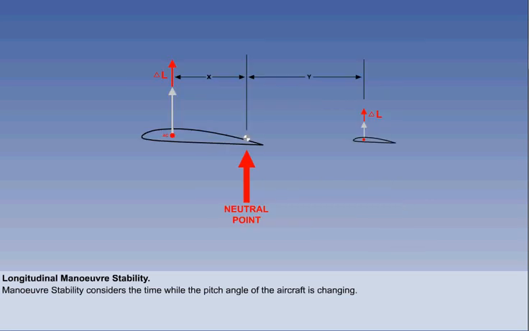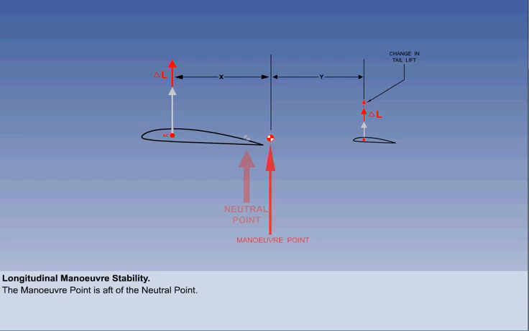Let's consider the diagram we used earlier to define the neutral point. The neutral point is the position at which the CG would need to be for the destabilizing wing moment and the stabilizing tailplane moment to be the same. If we now add the change in tail lift to the change in tailplane lift due to a gust, the CG would have to be further aft for the wing moment and the tailplane moment to balance. This CG position is called the maneuver point. The maneuver point will always be aft of the neutral point.